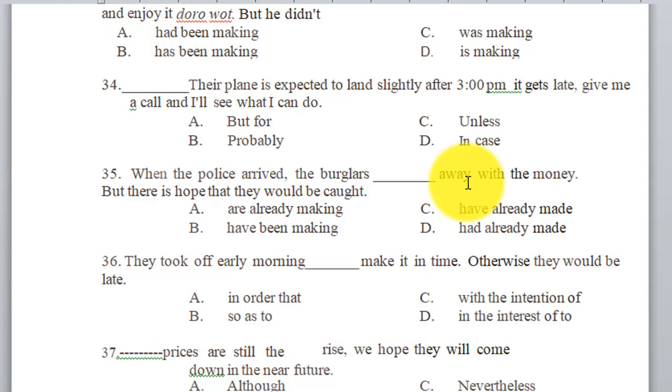Are just already making? No, the structure is already making. No, it's incorrect, which is present continuous and doesn't take already. Have been making, which is present perfect continuous. It doesn't have such a sentence structure because the police arrived, which is simple past, and an afterward action, a short action. So it's not the correct structure if you insert the present perfect continuous. Have already made, which is the present perfect, doesn't go with simple past here. Had already made, exactly, because when the police arrived, the burglars had already made away.